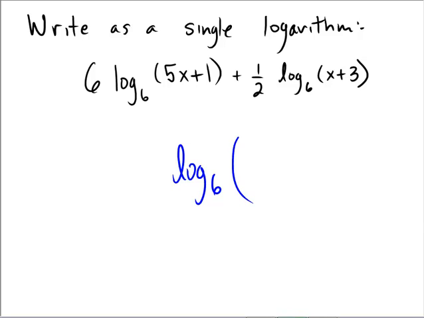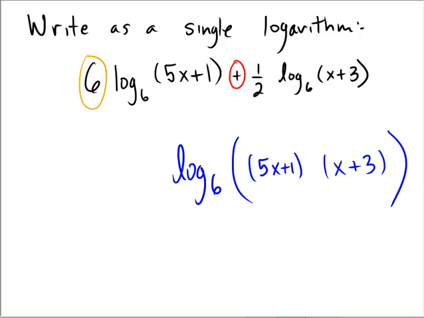We can see that we have adding, right? So that means when we come down into the actual single logarithm, we're going to have a multiplication. And the two things being multiplied are going to be the arguments to the logarithm. So it would be 5x plus 1, and that's going to be multiplied by x plus 3. Okay? We also have multiplications, a 6 and a 1/2.